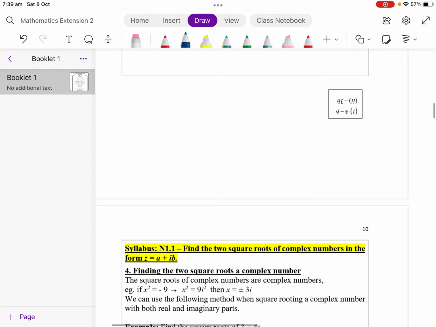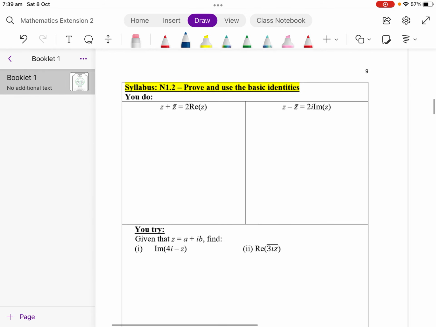All right, last little thing we're going to do is we're going to prove two basic identities. Now, I've written here basic identities, but I should also write useful, because these come up all the time, and they may not come up right now, but they do come up all the time. And the first one is that if you add a complex number and its conjugate, you get 2 times the real part of the complex number.